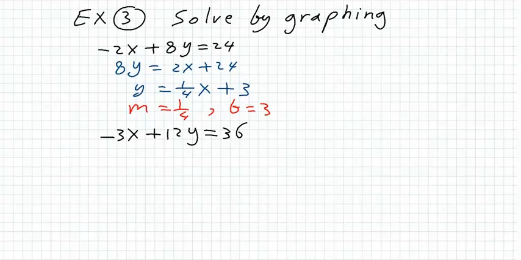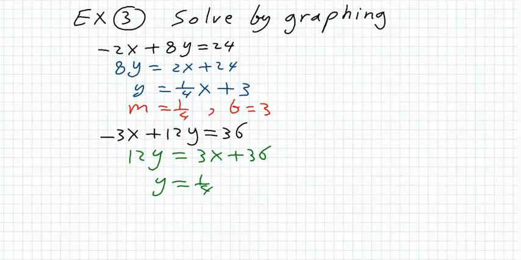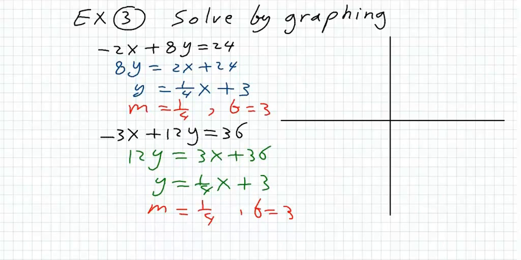Let us do the same thing for the second equation. 12y is equal to 3x plus 36. Divide by 12 both sides. y is equal to 1 over 4x plus 3. Also here we can see that the slope is equal to 1 over 4 and the y-intercept is equal to 3. So let us draw these lines.